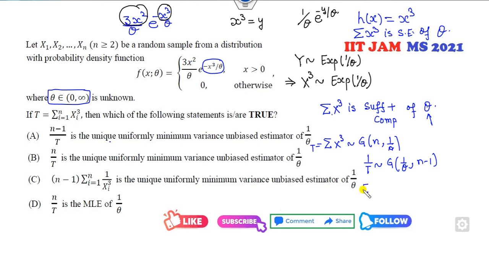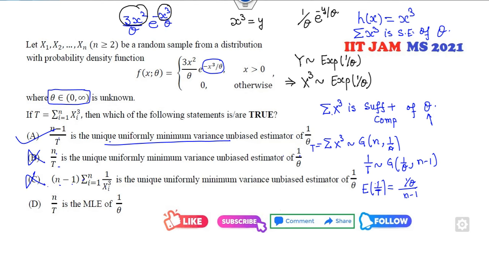So what is the expected value of this? It is 1 over theta over n minus 1. So I need 1 over theta, and I can write n minus 1 here. So n minus 1 over T is the UMVUE. N over T is a wrong option. N minus 1 is the numerator of 1 by T, but we need T only in the denominator. So this is the wrong option.